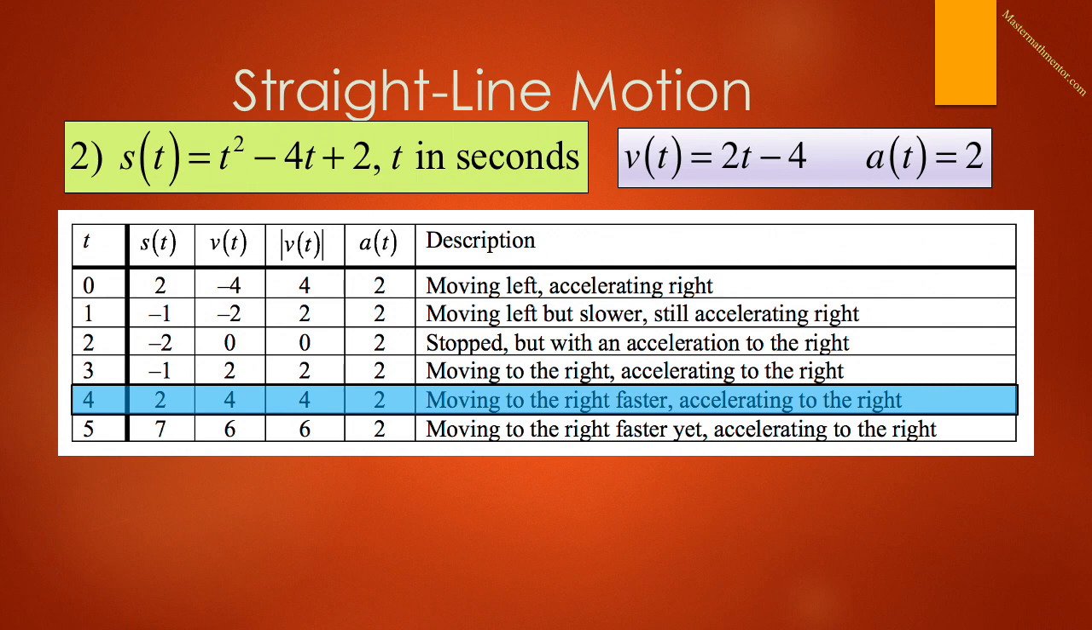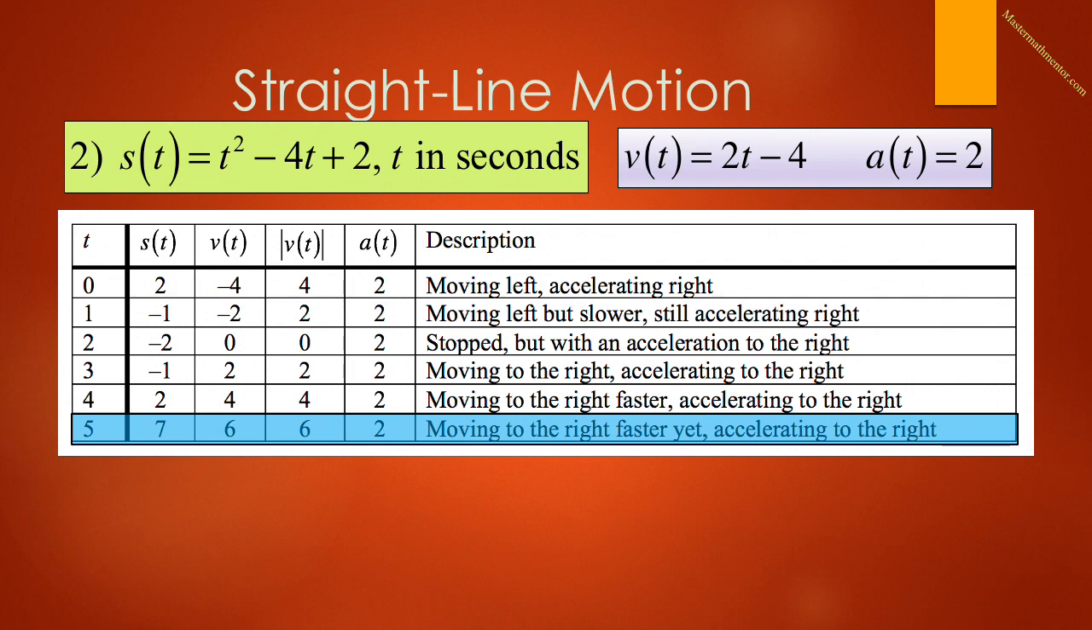At t equals 4, s of t equals 2, v of t equals 4, and a of t is still 2. So the particle is moving to the right, but faster, still accelerating to the right. At t equals 5, s of t equals 7, v of t equals 6, and a of t is still 2. So the particle is moving to the right faster yet, and still accelerating to the right.